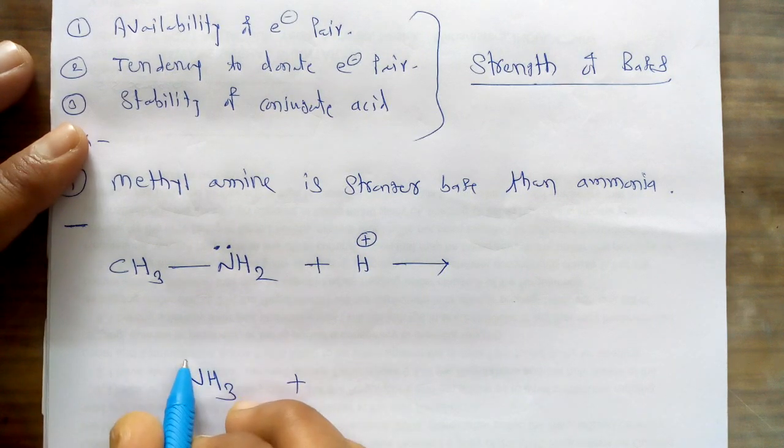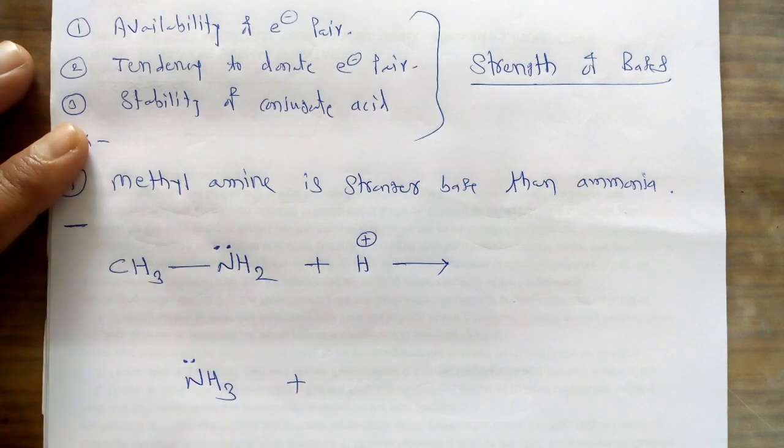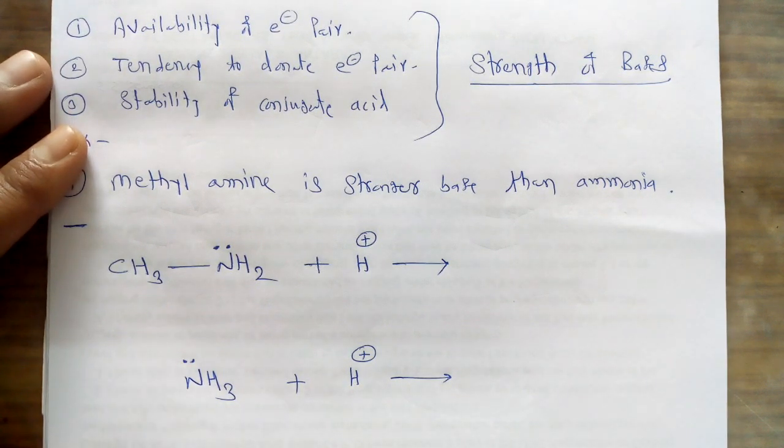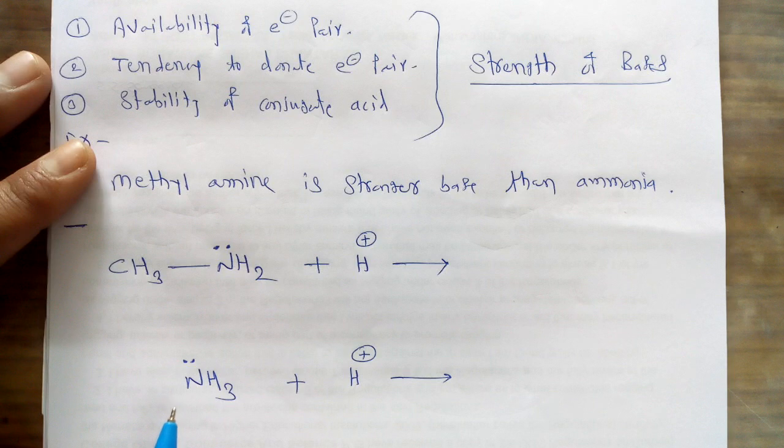This NH3 has one nitrogen having a lone pair of electrons. So again it attacks this particular H plus. So these are the two different examples, methylamine and ammonia. We know that methylamine is more basic than ammonia. Then the question is, what is the reason?